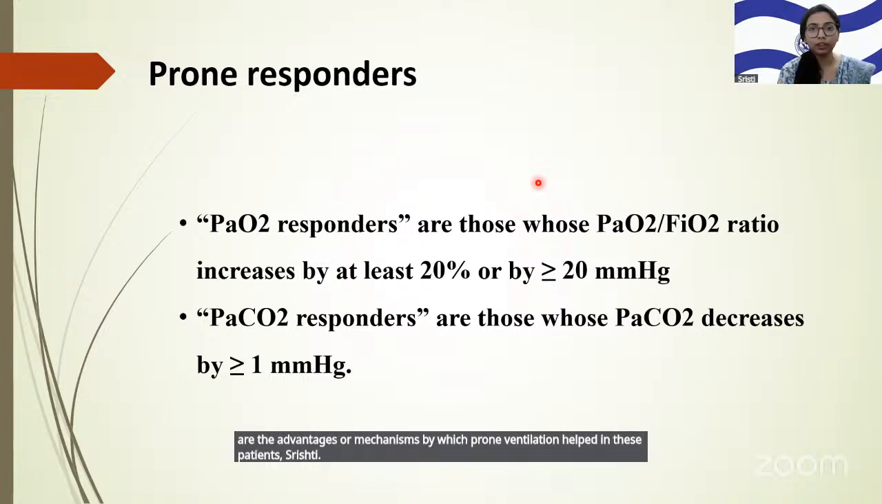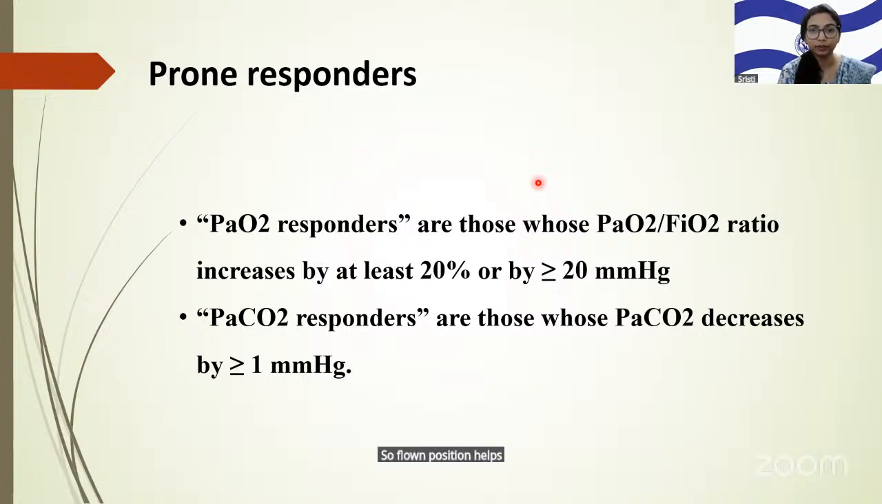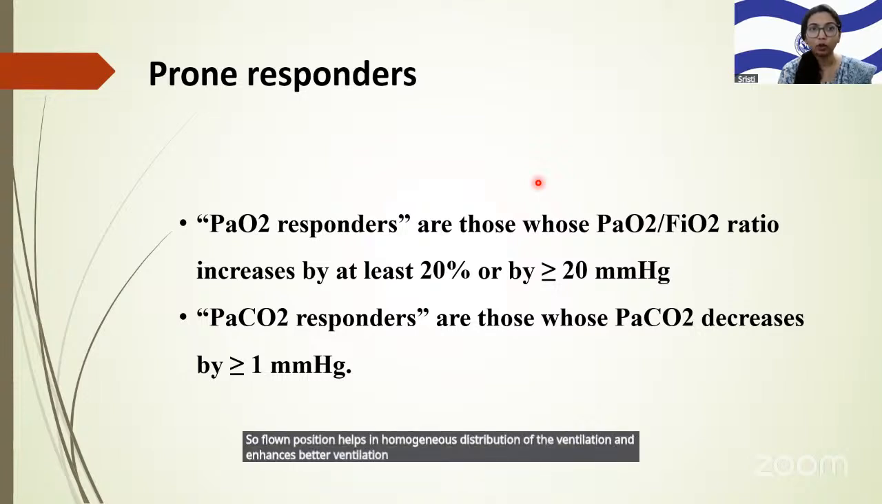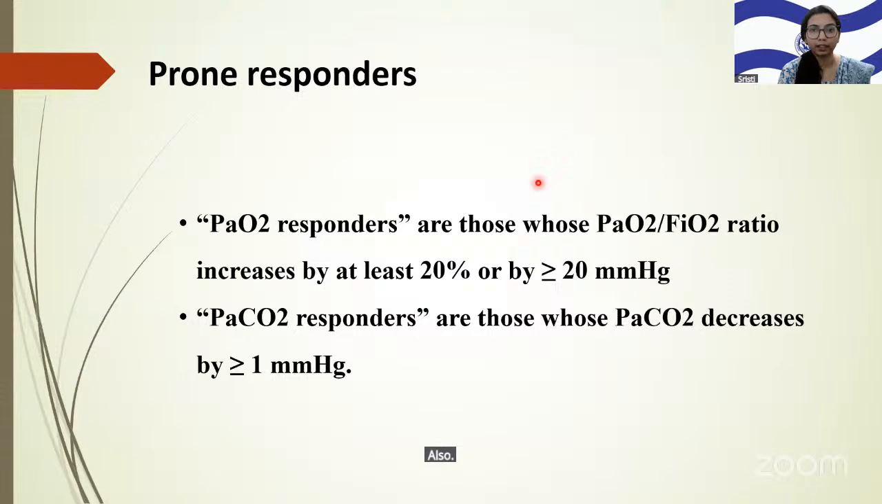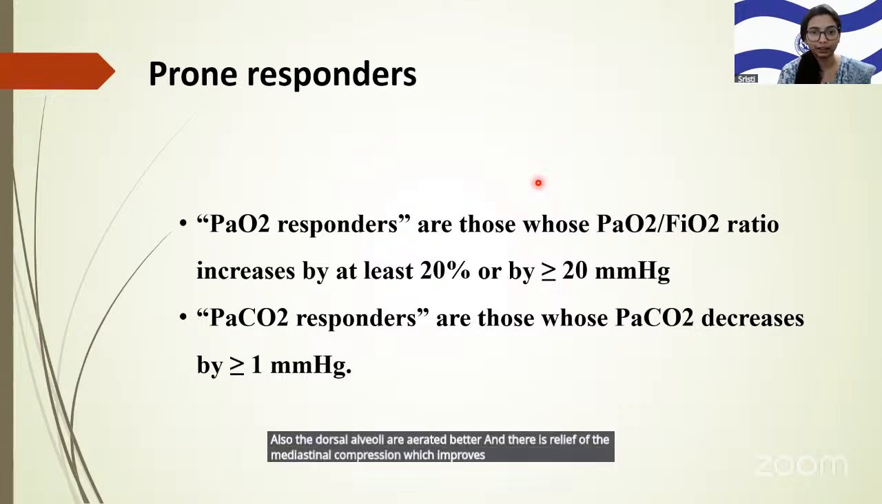So, prone position helps in homogeneous distribution of the ventilation and enhances better ventilation perfusion matching. Also, the dorsal alveoli are aerated better, and there is relief of the mediastinal compression, which improves the lymphatic clearance.